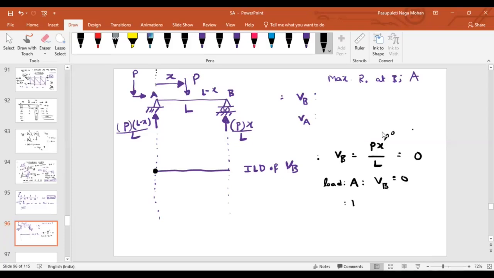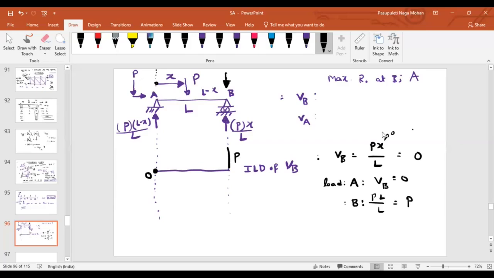Similarly, if the load is at B, somewhere here, what is the distance X value that we have to consider? From here to here, what is the X value? L. If the load is here, according to our convention, we are taking the X value from point A to the load. Now the load is here, so our X value is L. So what is the value? P into L by L, that will be equal to P. At point A, it is 0, and at point B, it is P.